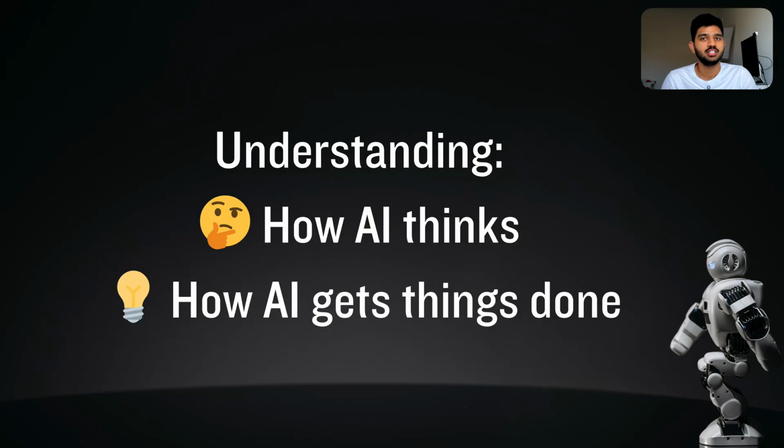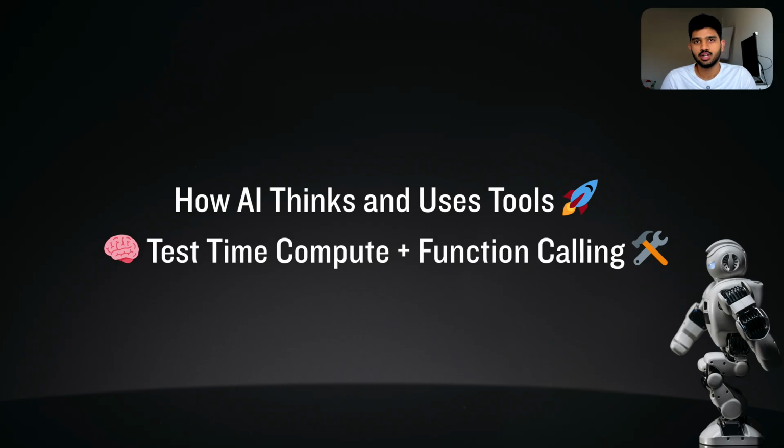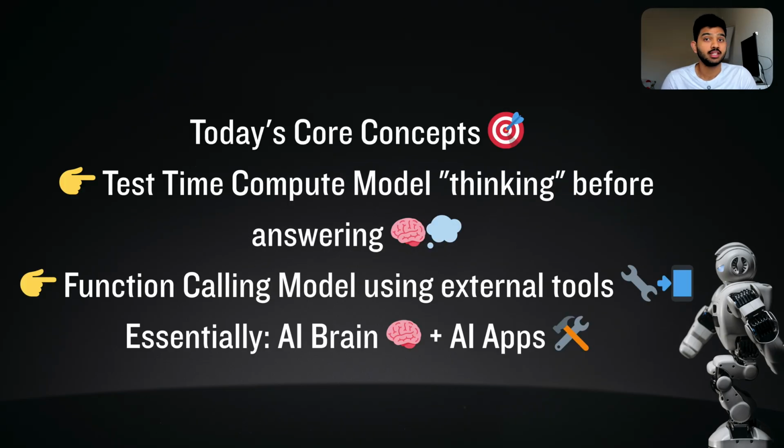Today we are diving into something super cool, actually very important if you want to understand how an AI agent thinks and how it gets things done. We are going to talk about two things today. Test time compute, this is all about the model thinking before answering, and the second part is function calling, which is how the model uses external tools to get the job done. So this is basically about how AI uses its brain and how it uses external apps to get the job done. Let's break it down.